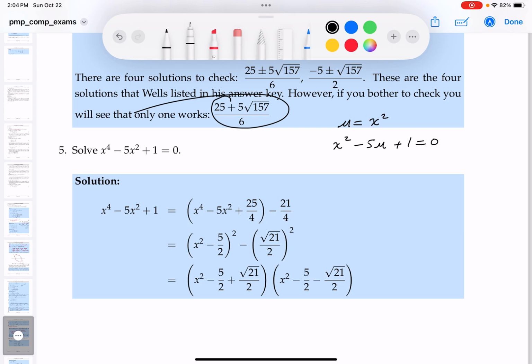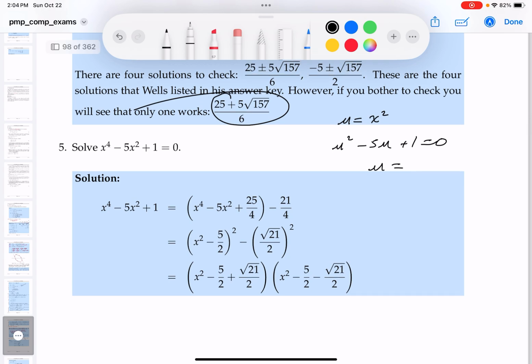I'm sorry, I didn't mean to say x squared. Let me do that again. You'd get u squared minus 5u plus 1 equals 0. And that's fine, by the way. You could do that. You could solve for u, then use the quadratic formula to do that. And then u is equal to x squared, and you're taking the roots of both sides.